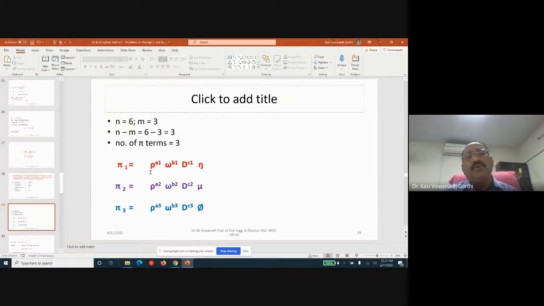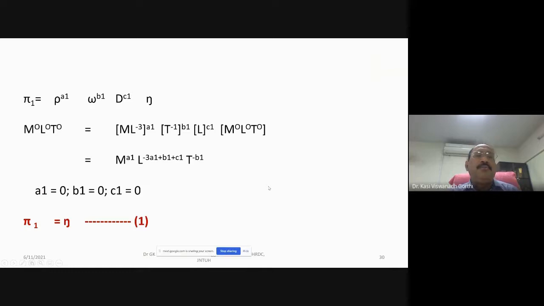Choose repeating variables, rho, omega, D are chosen as the repeating variables. So rho to the power A1, omega to the power B1, D to the power C1. Here A2, B2, C2, A3, B3, C3. Multiply with one of the remaining terms. Remaining terms are eta, mu, and the discharge Q here. Okay. Solve this pi1, pi2, pi3, treating them as the dimensionless terms.